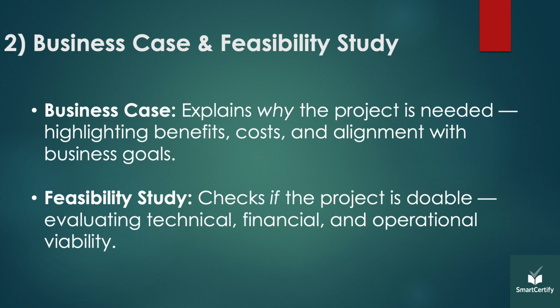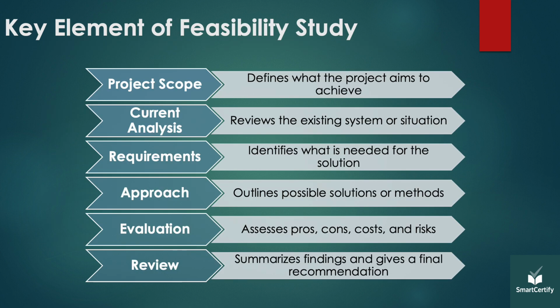Feasibility analysis complements the business case by diving deeper into whether the proposed project is practical, affordable, and technically possible. It usually comes right after an initial business case has been created and helps refine the project scope, solution options, and evaluation criteria. Now let's take a closer look at the key elements of a feasibility study. There are 6 core components we usually include, and each one plays an important role in shaping the project's direction.